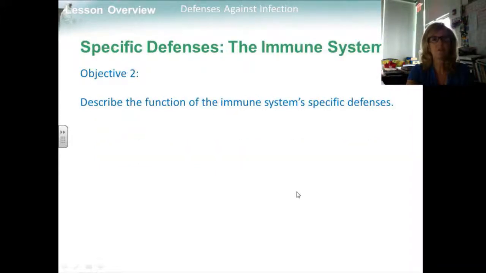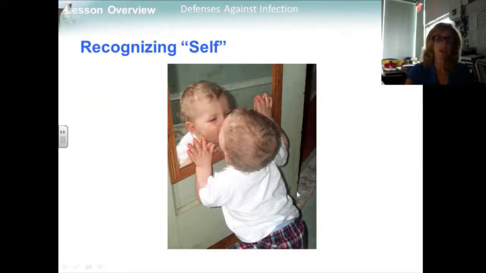Objective 2, describe the function of the immune system's specific defenses now. A healthy immune system recognizes all cells and proteins that actually belong in the body and treats these cells and proteins as self. This ability to recognize self is essential because the immune system controls powerful cellular and chemical weapons that can cause problems if turned against the body's own cells.